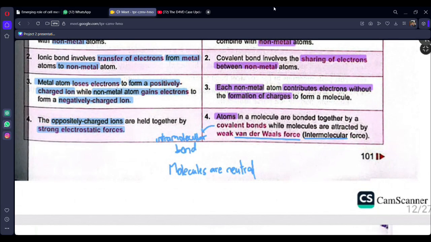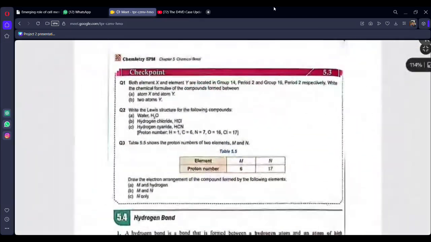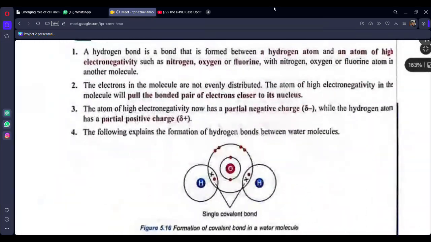Can understand or not, guys? Look, we're already done with covalent as well. We're flying fast. Now I'm going to go to hydrogen bond. Hydrogen bond is very interesting. It's a bit special in the sense that you can find hydrogen bonds intramolecularly and intermolecularly also.